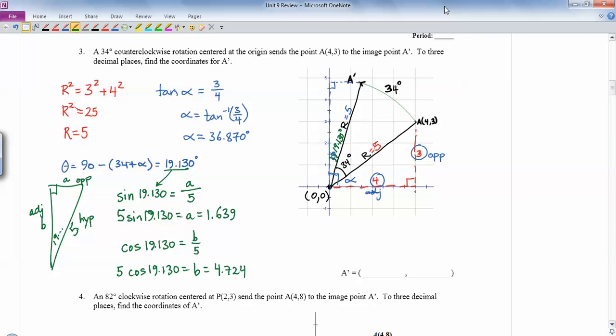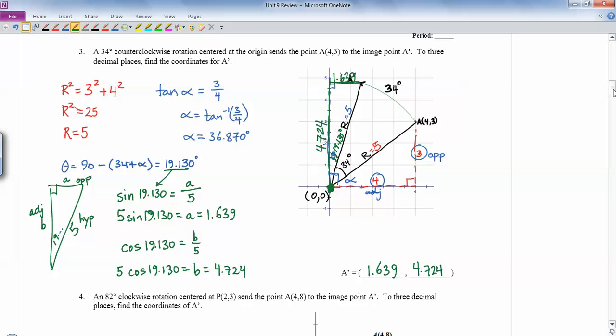So if I put those in the picture, the 4.724 is the vertical part, and the 1.639 is this horizontal part. And remember, we're starting here, 0, 0 is the center point. So if I go up 4.724 from 0, 0, my y-coordinate is 4.724. If I go across by 1.639 from 0, 0, then I've got 1.639 right there.